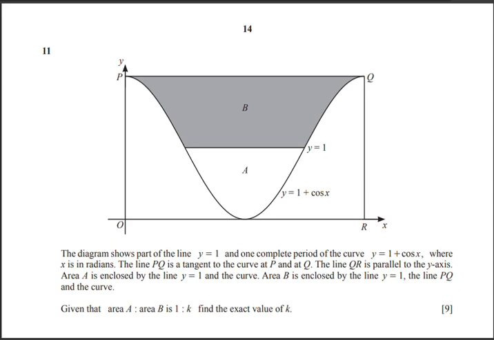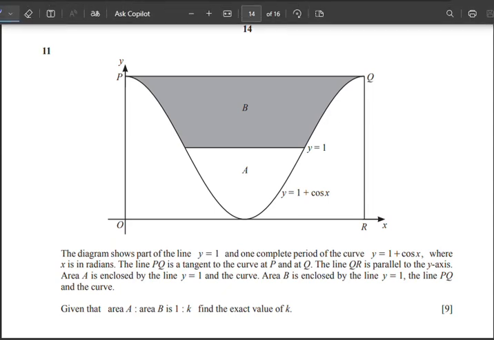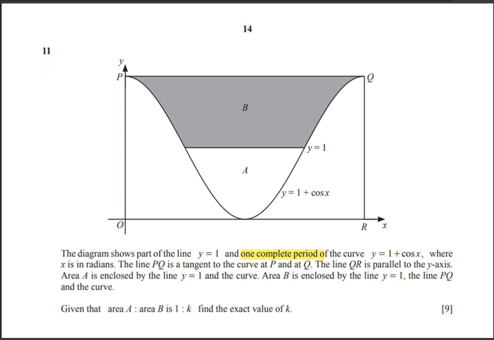Okay, so I'm just going to read through the question. The diagram shows part of the line y equals 1 and one complete period, and do highlight this part, it is very important, of the curve y equals 1 plus cos x, where x is in radians. The line PQ is a tangent to the curve at P and Q. The line QR is parallel to the y-axis. Area A is enclosed by the line y equals 1 and the curve. Area B is enclosed by the line y equals 1, the line PQ and the curve.